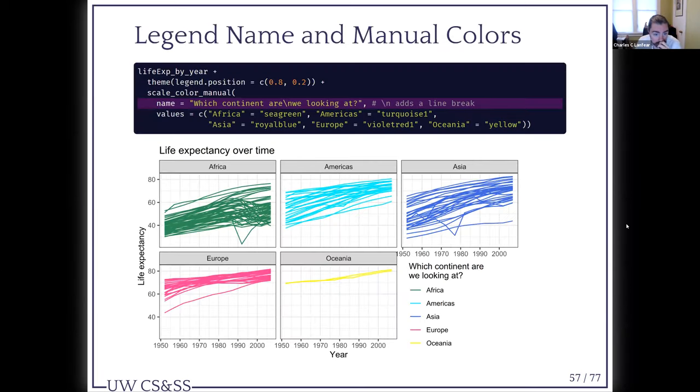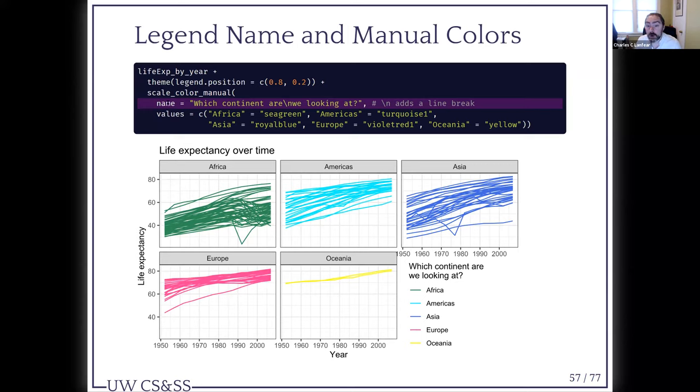Okay. So here's an example of using a scale to set some manual colors. In this case, hideous manual colors. So what I did is I took my life expectancy by year plot from before. I added that legend back and stuffed it in the bottom right. But then I did a scale for the color of things on the plot where I'm going to manually set their values. scale_color_manual.